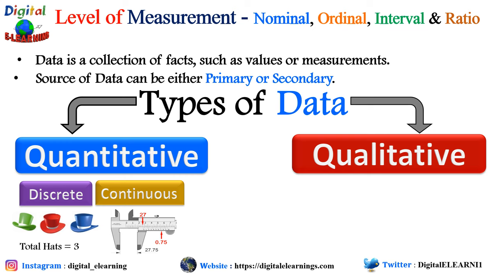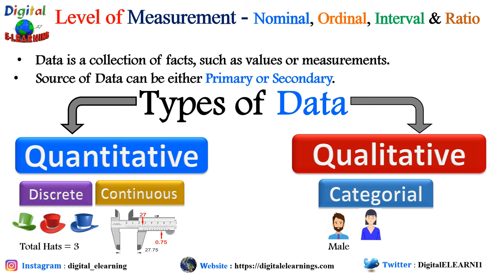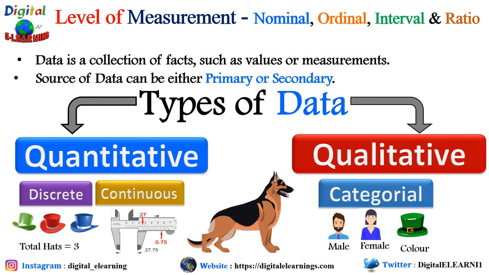If you talk about qualitative data, that is basically categorical data. Under categorical, say we have male and female categories, or the color of the hat. Those are the categories into which we can divide our data. Let's take another example to understand the difference. Let's say we have this dog.